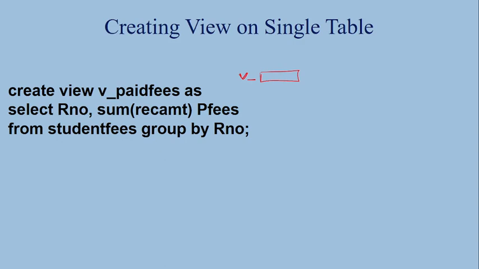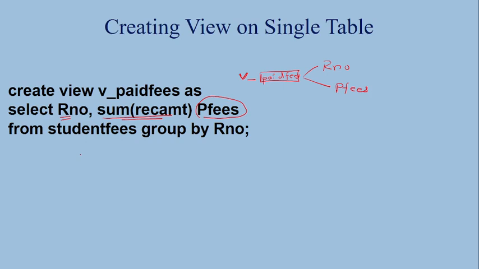So create view v underscore paid fees as select RNO, comma sum of receipt amount as P fees from student fees group by RNO. So it will take roll number and total fees paid by the student as P fees. So here we are creating one view, v_paid_fees, in which you are getting two attributes, or you can say columns, roll number and P fees.